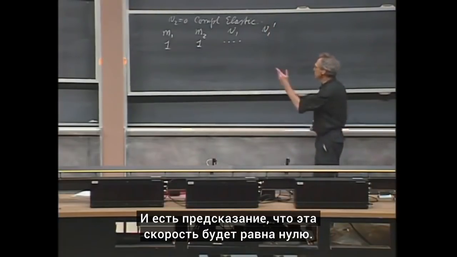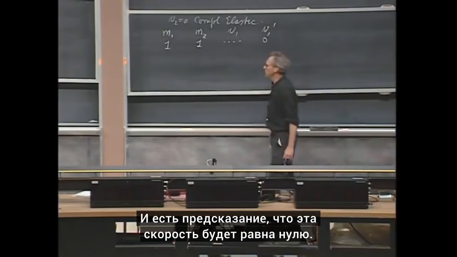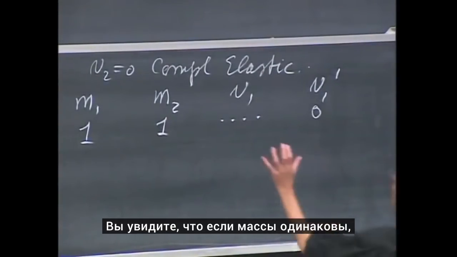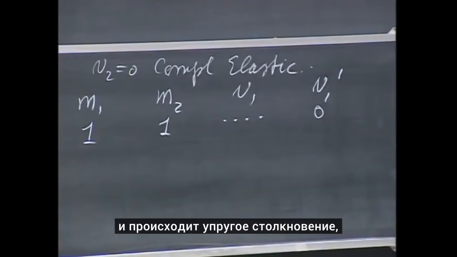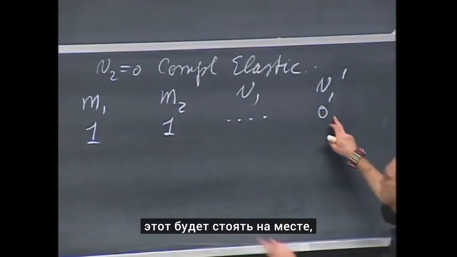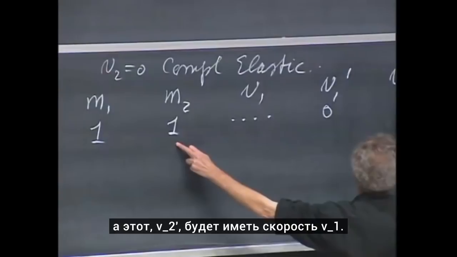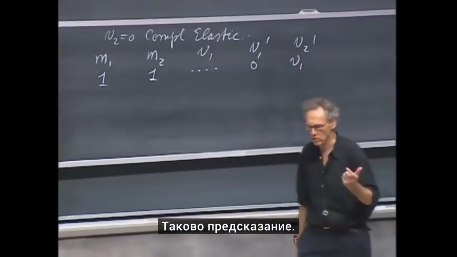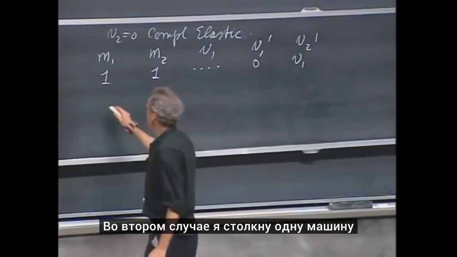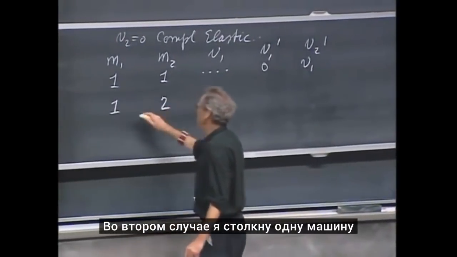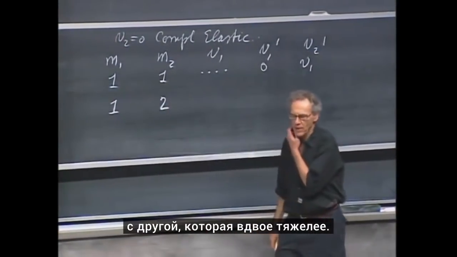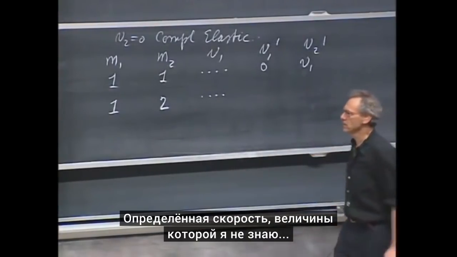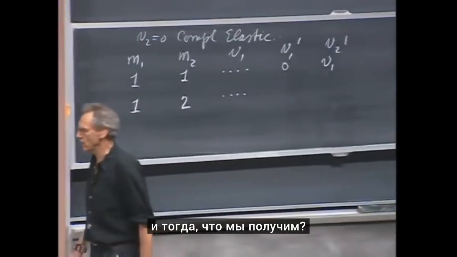And there is a prediction that this velocity will be 0. Look all the way on the blackboard there. You will see if the masses are the same, and there's an elastic collision, this one will stand still, and this one, V2 prime, will have a velocity V1. So that's a prediction. The second case, I bounce one car onto another one which is twice the mass, certain velocity, which I don't know what it is. And now, what are we going to get?